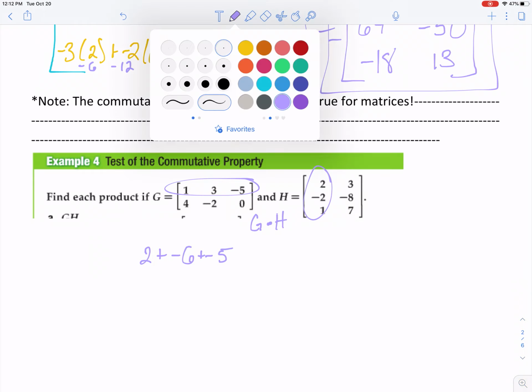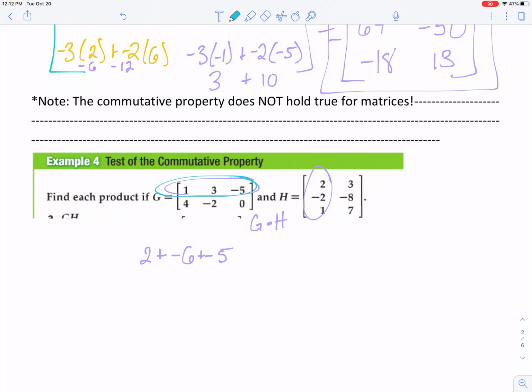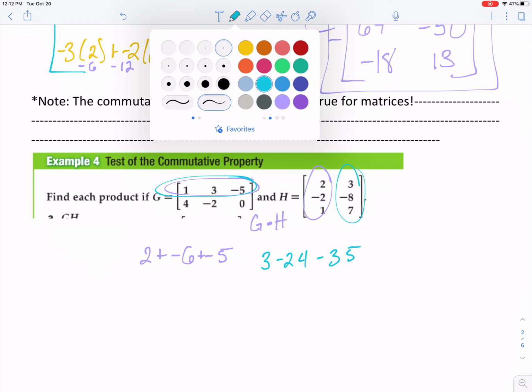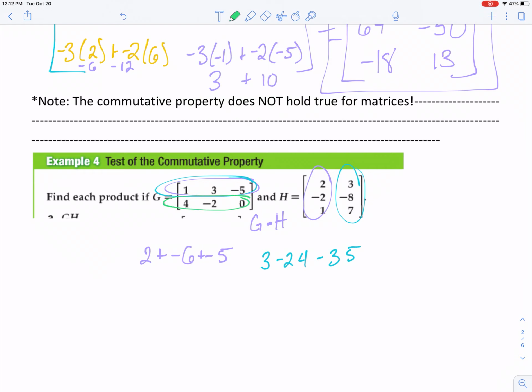Now if I'm going to do first row, second column, that's going to be 1 times 3 is 3. 3 times negative 8 is negative 24. Negative 5 times 7 is negative 35. And let's see, we'll go on to second row, first column. That means it needs to go in the second row, first column location. So 4 times 2 is 8. Negative 2 times negative 2 is positive 4. And 0 times anything is 0.